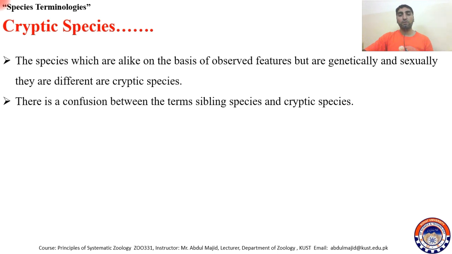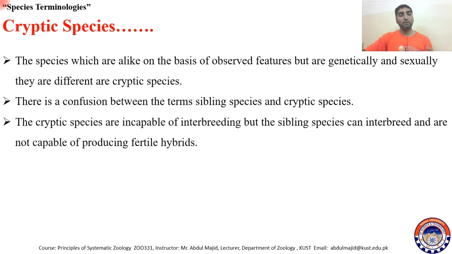There is a little confusion between the terms sibling species and cryptic species. Cryptic species are incapable of interbreeding. Sibling species can interbreed, but they cannot produce fertile hybrids. In the case of cryptic species, they are morphologically similar, but they are totally different from each other and cannot interbreed. In sibling species, they can interbreed, but the hybrids will not be fertile.